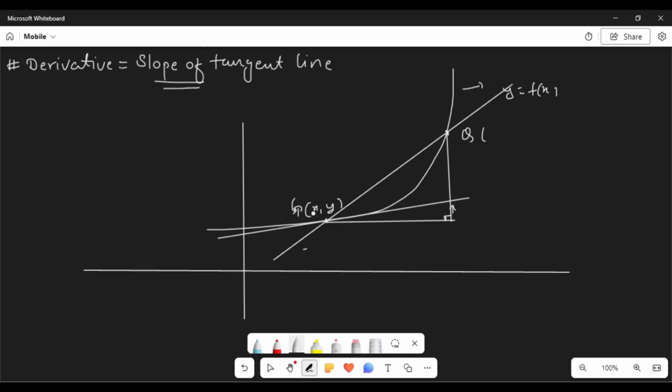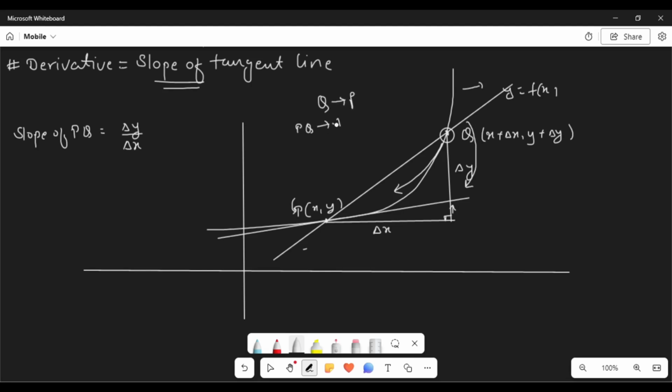Okay. So, for PQ, this is del y, this is del x. Now, slope of PQ is given by del y divided by del x. So, this will be nothing but x plus del x and y plus del y. Now, we want this line PQ to approach this tangent line. How can we do that? We can do that by letting Q approach P. Okay. As Q approaches P, the second line PQ approaches tangent line.